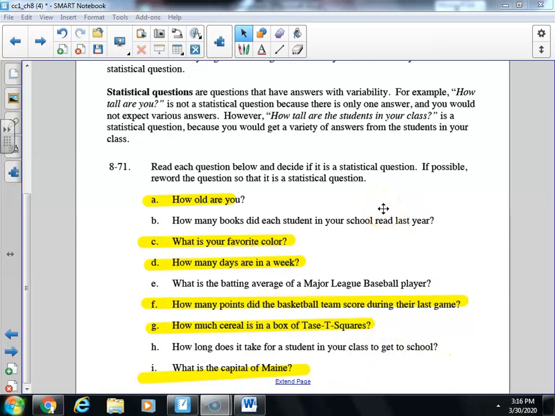So for the remainder of the lesson, you guys are going to refer to the Google Slides to find out what your next steps would be. If there are questions, please let me know. And please make sure to review again what a statistical question is given on the top of your slide right here.